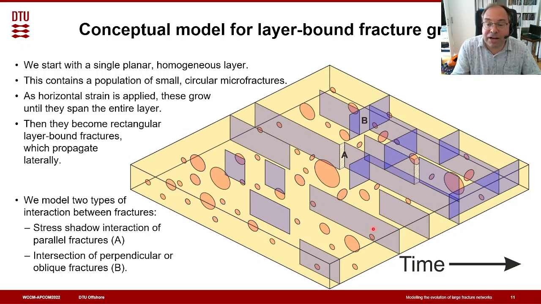here. Now, as the fracture network grows, these fractures will start to interact, and we can model two types of interaction. Firstly, stress shadow interaction between parallel fractures that propagate into each other's stress shadow. They will typically both stop propagating at this point and connect up via a relay zone to form one longer fracture. Propagating fractures may also intersect with perpendicular or oblique fractures, in which case they will terminate against a second fracture, forming a junction, as we see here.